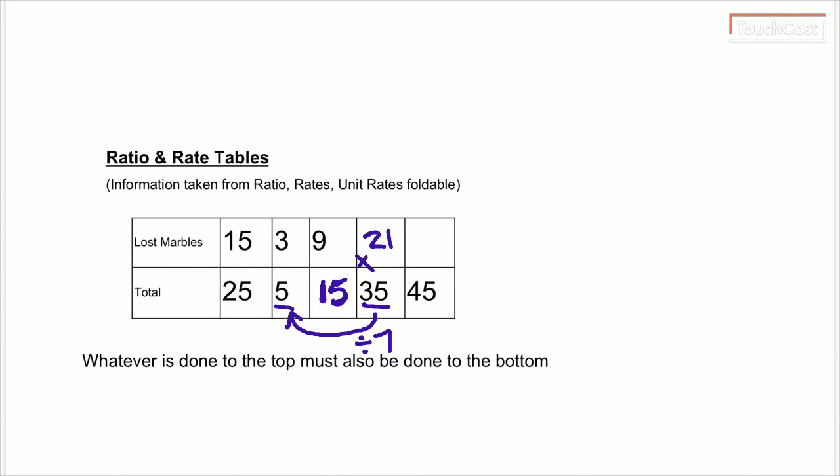We could use this same thought process to figure out how many lost marbles we would have if we had a total of 45 marbles. We divided 45 by 9 to get 5. So whatever number goes here to designate the number of lost marbles, we would have to divide by 9 to get 3. 3 times 9 gives us 27, so we have 27 lost marbles.